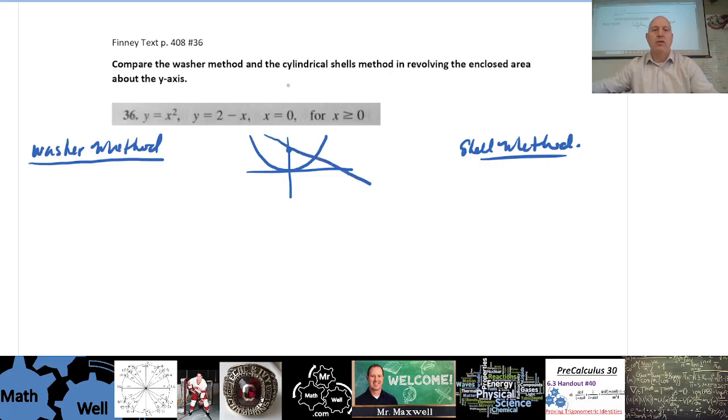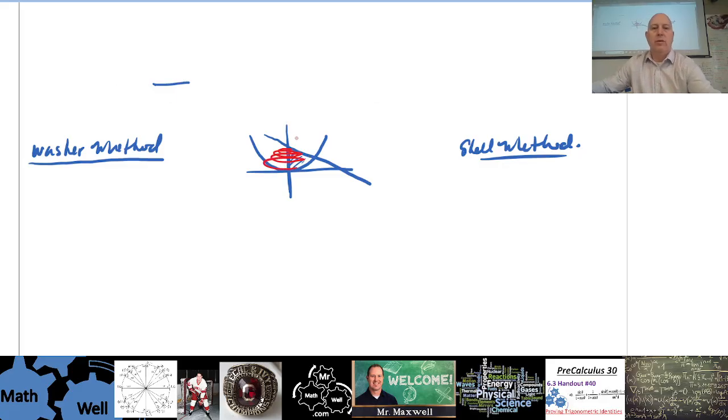Okay. And so also x equals 0. So x equals 0 is your line there. So this is our region. And we're revolving this around the y-axis. So it's going this way, right?